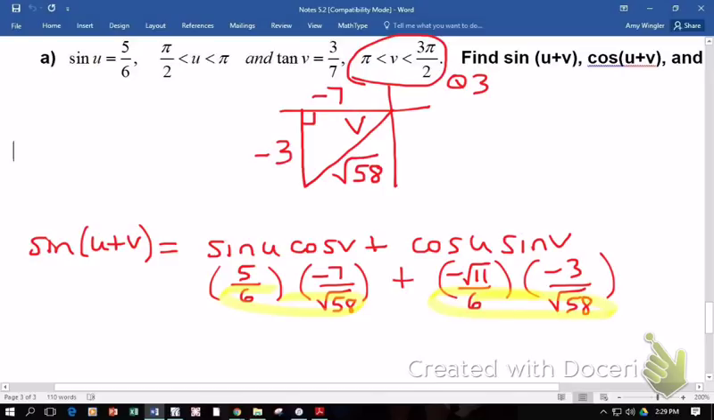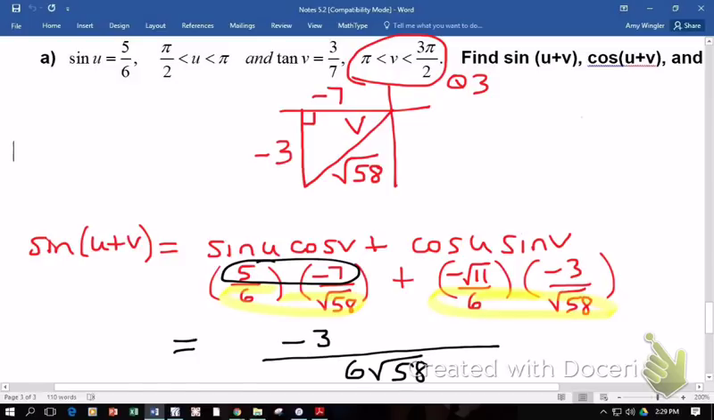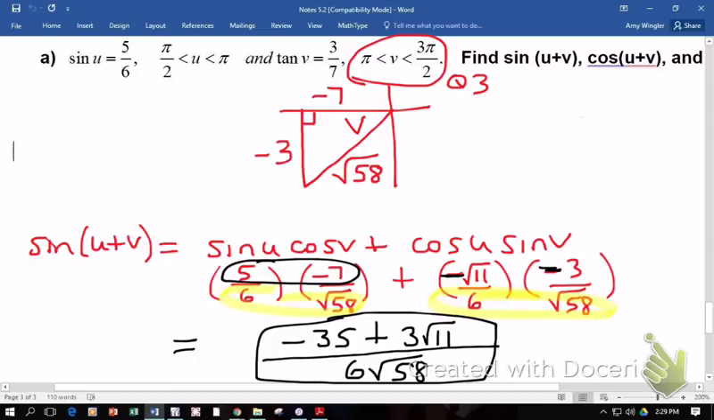So you can write your next step as having one common denominator. So your common denominator is going to be 6 times the square root of 58. Multiply your numerators and you get negative 35. These two negatives will turn this into a plus 3 radical 11, and you're done. You can't simplify that anymore.